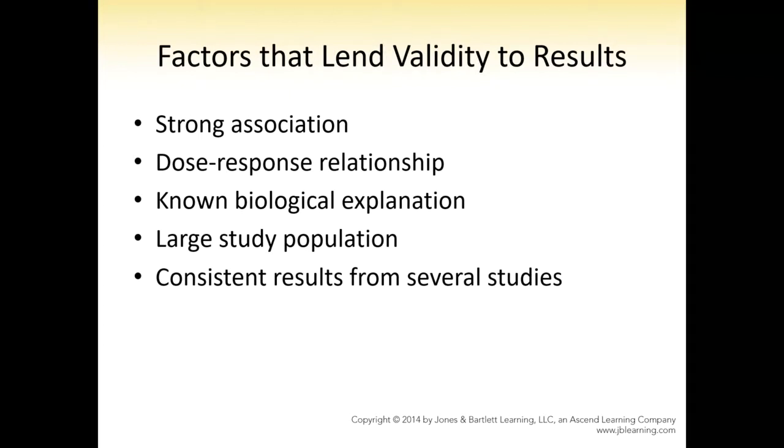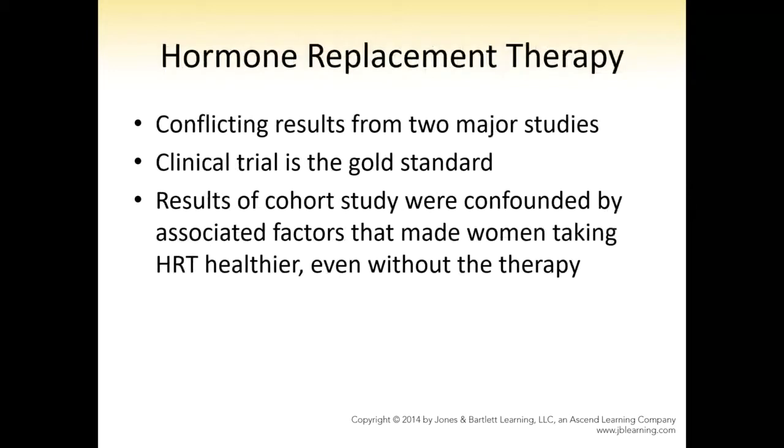When we think about validity of results, there are factors that lend or take away validity. Is there a strong association or relationship? Is there a dose-response relationship, so the higher the dose, the better the response? Is there a known biological explanation? Is it a large study population? Generally, the larger the study, the more accurate it is. And are there consistent results from several studies? So if several studies looked at the same thing and they're finding consistent results.